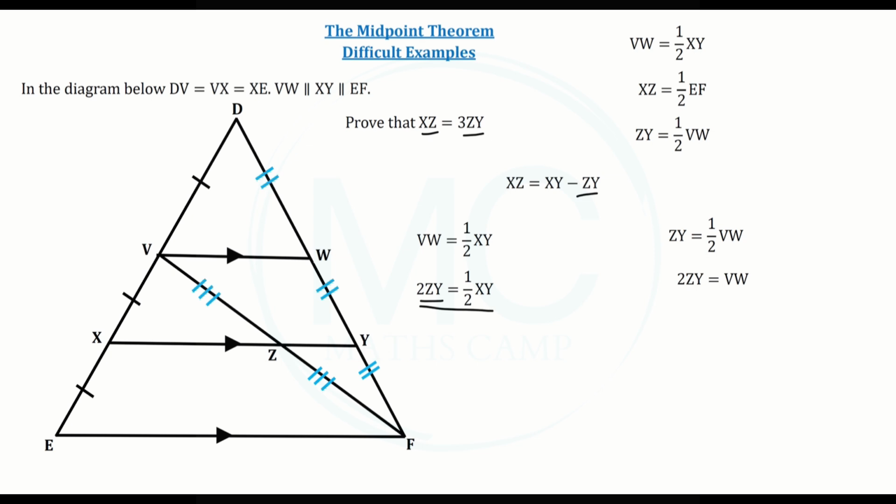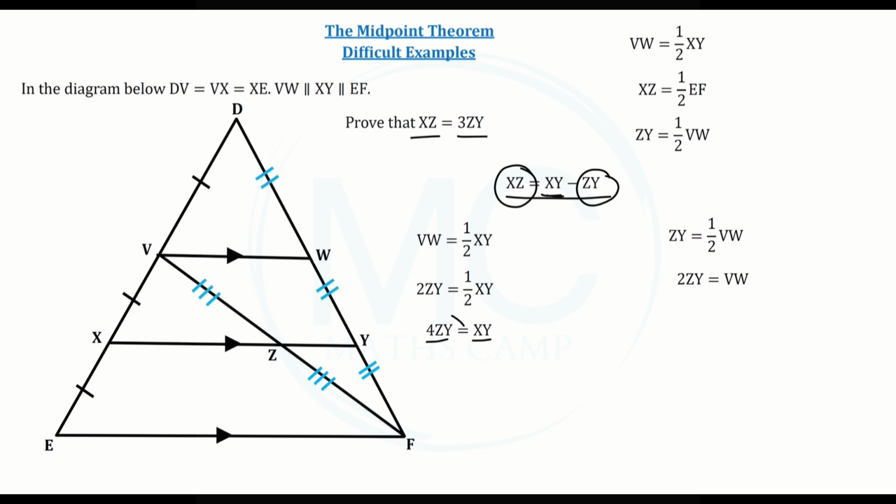We have ZY and ZY, but we need to prove that XZ is equal to 3ZY. So in this equation, we need to get rid of XY. So let's make it the subject, and we can multiply both sides by 2. 2ZY multiplied by 2 gives us 4ZY, and we make this equal to XY. Now let's look at the equation at the top. We have XZ, which we need to prove. We have ZY, which we need to prove. Now we have XY, but we just found that XY is equal to 4ZY.